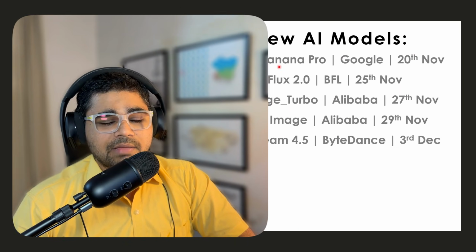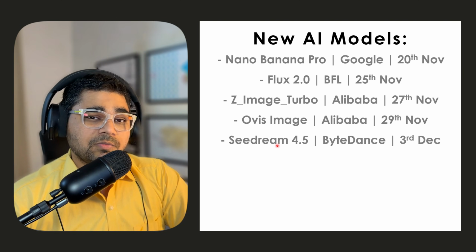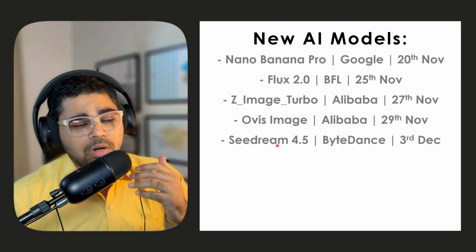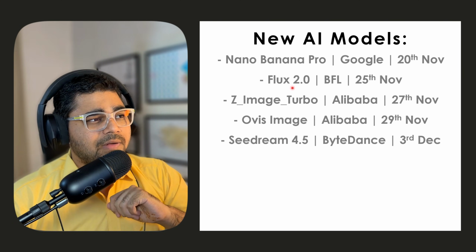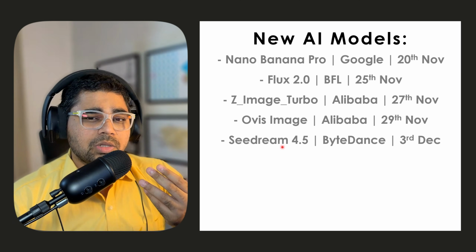I am Kedar. I am an architect and a designer, and on this channel I talk about design, architecture, parametric design and generative AI. And in terms of Gen AI, in the last 2 weeks we have seen a lot of models that have been released, from Nano Banana Pro, Flux 2.0, Z-Image Turbo, OIS Image and C-Dream 4.5. And while all of these models are really great, I personally felt like Nano Banana Pro, Flux and C-Dream were an incremental update to the previous model.